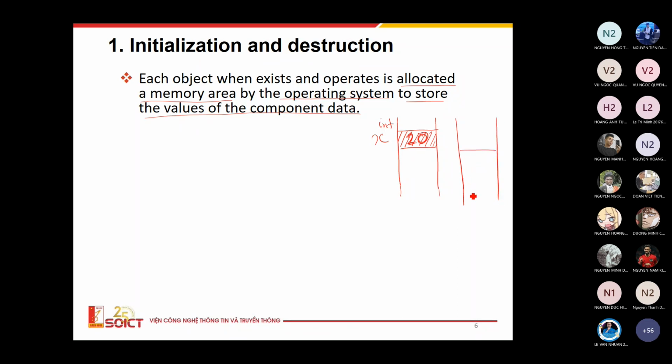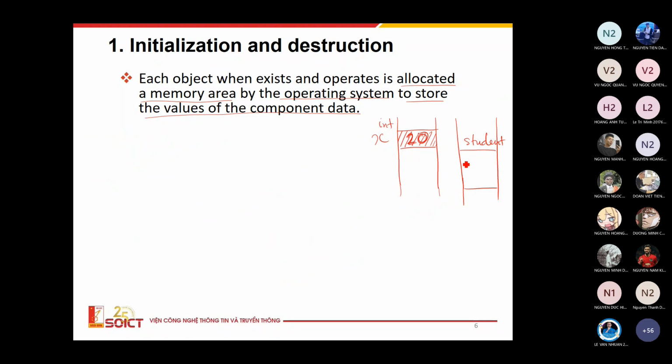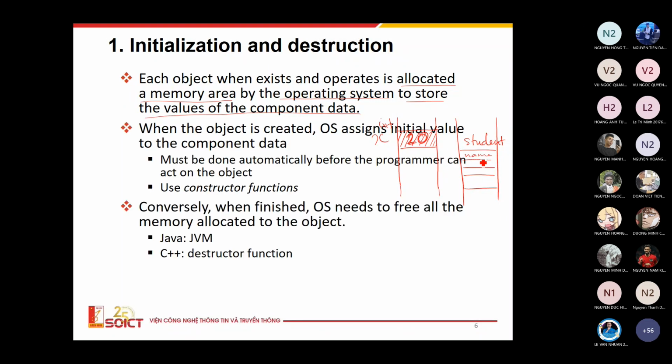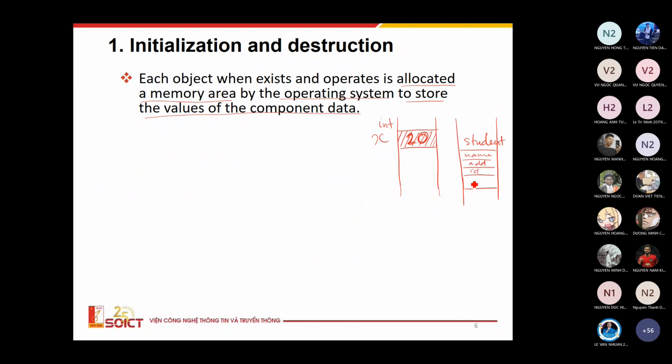For example, we have this object, which is of the student class. Every object of this class will be allocated in the memory also, and the values of the component data will be allocated for you. For example, in this class, you have 4 attributes, so this memory box will store 4 attributes: name, address, ID, and date of birth. This is what is stored for you in this object.